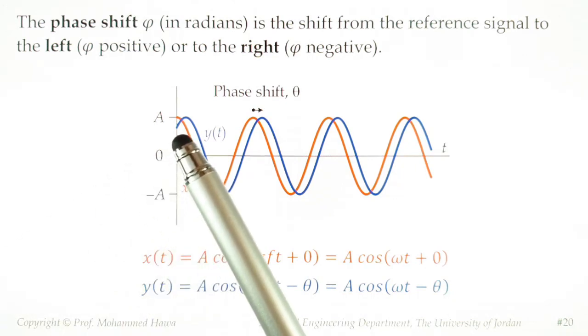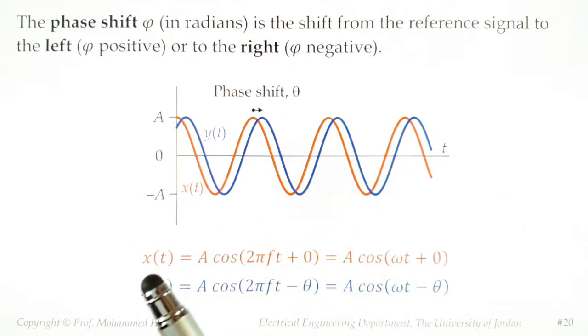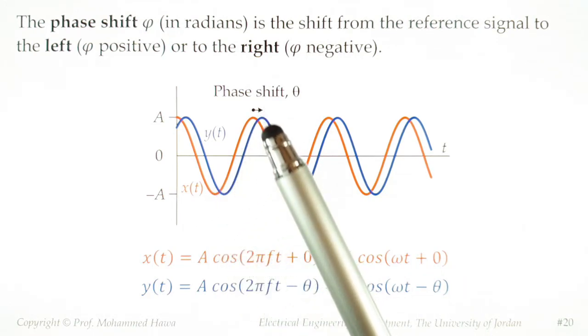The reference signal for the cosine is the red curve. So x of t equals A cosine 2 pi f t, or A cosine omega t. Notice it has 0 degrees or 0 radian phase shift. It is the reference signal. It is what we know to be a cosine.